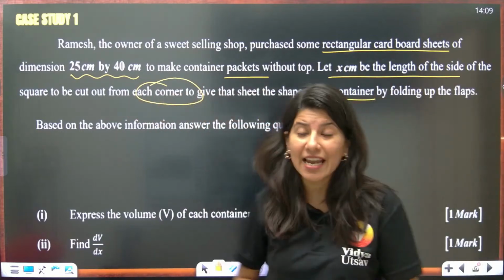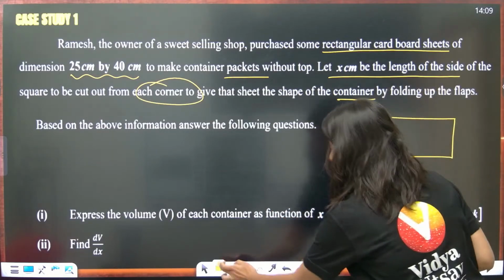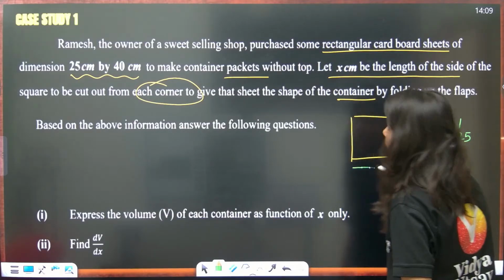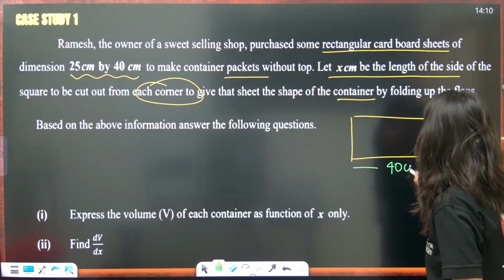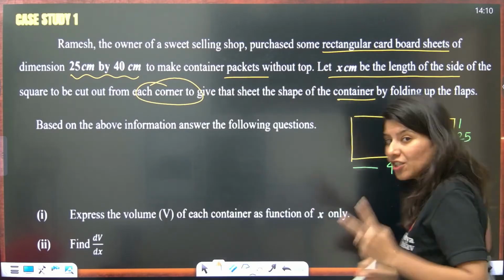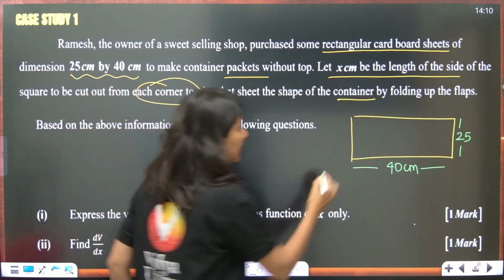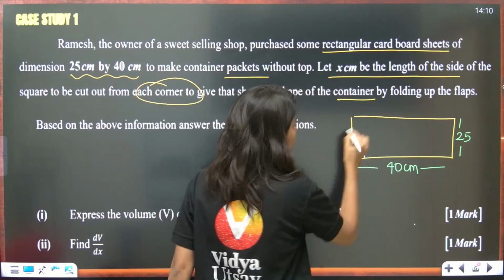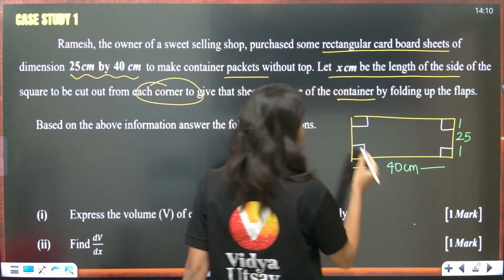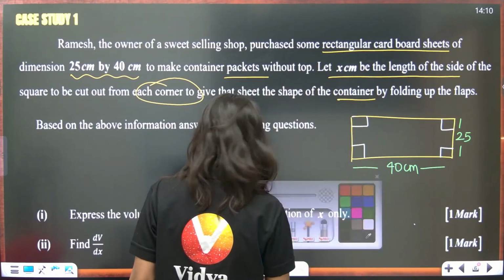Now I am understanding. So basically there is a rectangular sheet. Okay. So 25 and 40. Let's draw the diagram and understand how is he making the container without top. Okay. Now from each corner, Ramesh is cutting square of x centimeter. So this is what he is cutting, this is what he is cutting, this is what he is cutting, this is what he is cutting. So basically the sheet now will look like this.